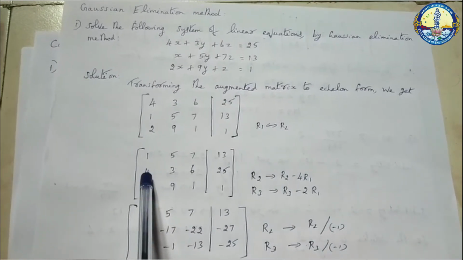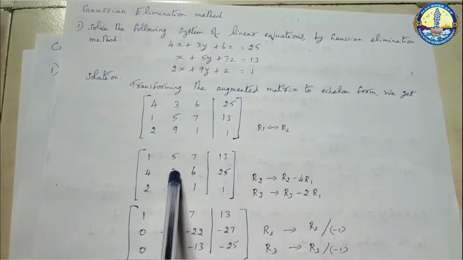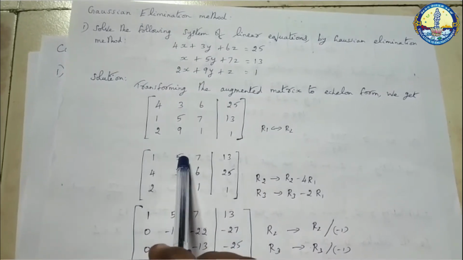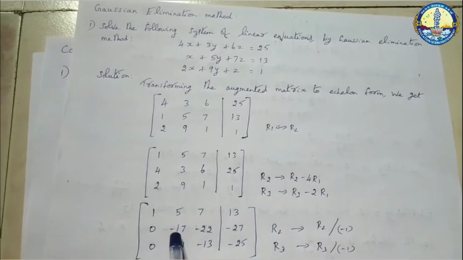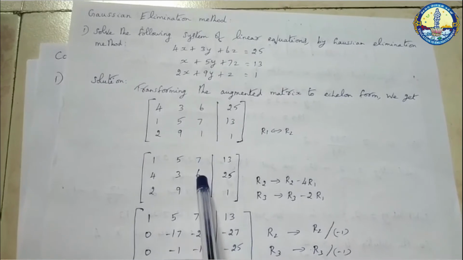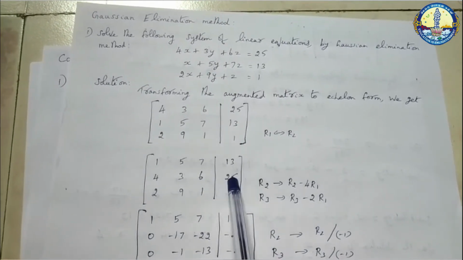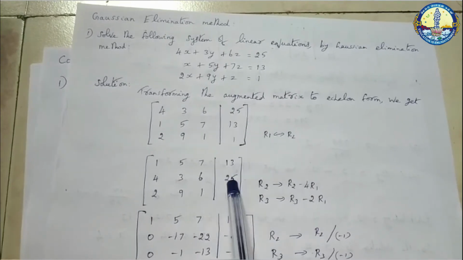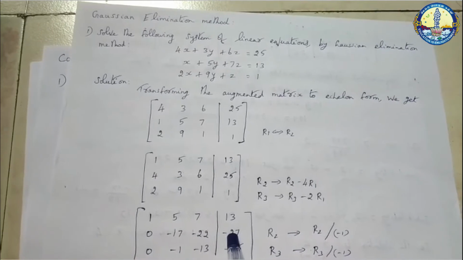Write R1 as it is, and R2 is R2 minus 4R1. 4 minus 4 is 0. 3 minus 4 times 5, which is 20: 3 minus 20 is minus 17. 6 minus 4 times 7, which is 28: 6 minus 28 is minus 22. 25 minus 4 into 13 gives minus 27.